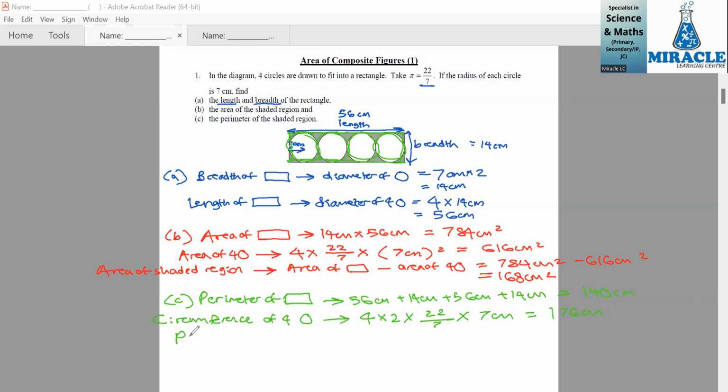So now we can find the perimeter of the shaded region, which is the perimeter of the rectangle plus the circumference of 4 circles. And this gives us 140 cm plus 176 cm, which gives us 316 cm. So this is your final answer.